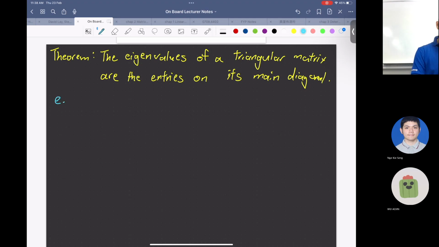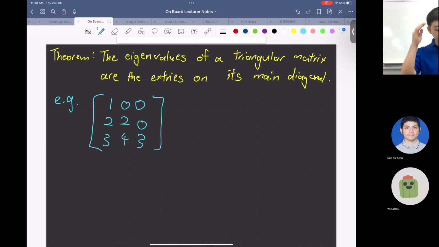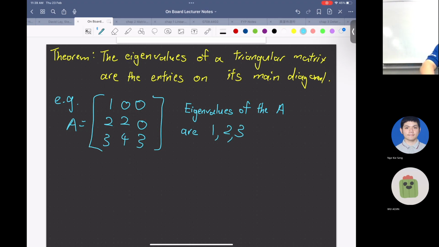This is telling us, for example, if you have a triangular matrix, we have encountered this before, either upper or lower, it doesn't matter. Then the eigenvalues of the matrix A are 1, 2, 3.